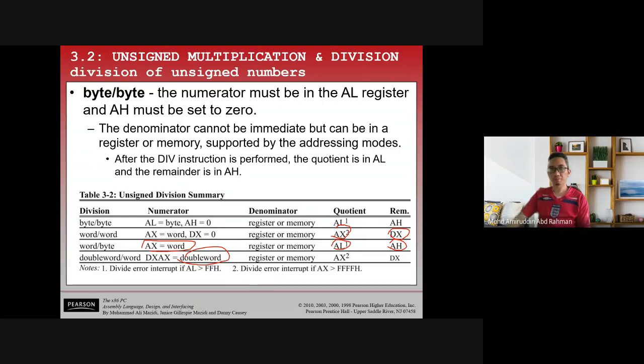Okay, the divide error interrupt occurs if AL is bigger than FF, and also if AX is bigger than FF.